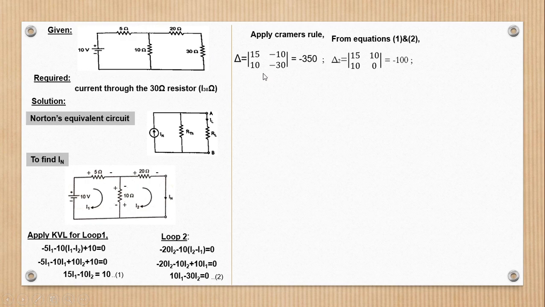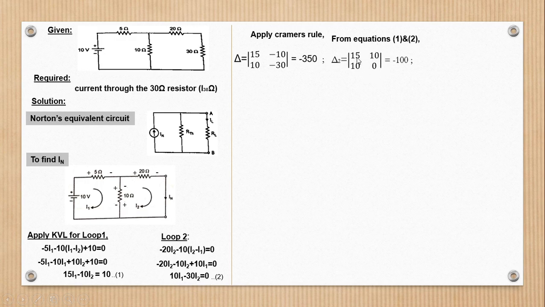Students, here we are going to find the current value of IN, that is in loop 2. In loop 2, I2 is considered as the loop current, so we need to find the value of I2. To find the value of I2, we have to take the del 2 value. Del 2 is equal to minus 15, 10, 10, 0.